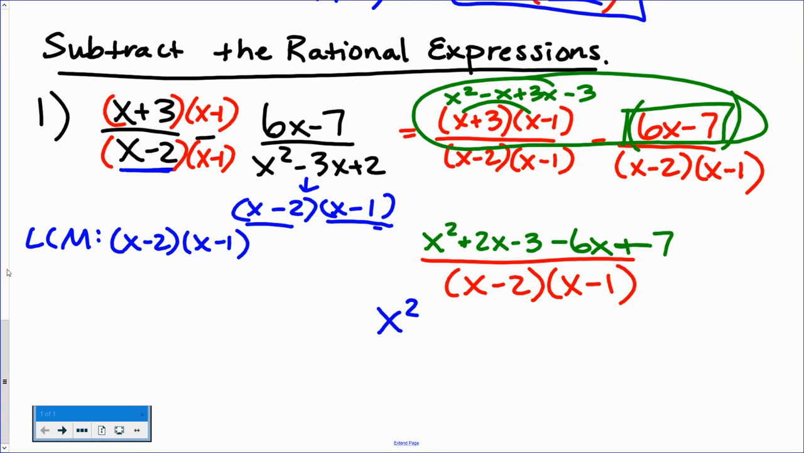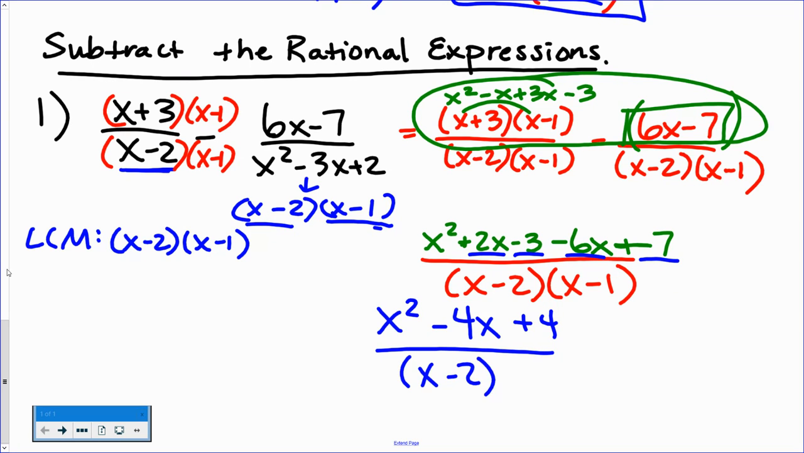So then I've got x squared. I've got 2x minus 6x is a negative 4x. And I've got negative 3 plus 7 would be a positive 4 over my common denominator. Okay, I have subtracted. I did everything I needed to do with my common denominator.